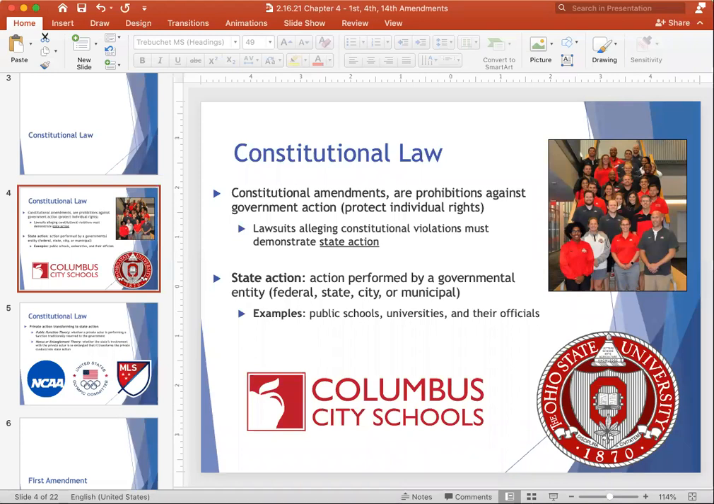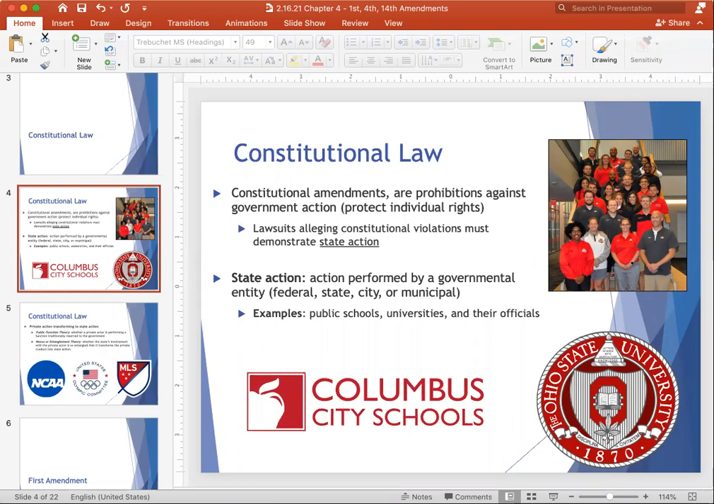So based on this requirement of prohibiting governmental action from infringing upon our individual rights, it is impossible for private parties to violate constitutional amendments. And so anytime a lawsuit will allege a constitutional violation, the plaintiff must first demonstrate state action. Now, state action is the action of any governmental entity. So that can be at the federal, state, city, or municipal level. But this action is performed by a governmental entity or any actor within the governmental entity.